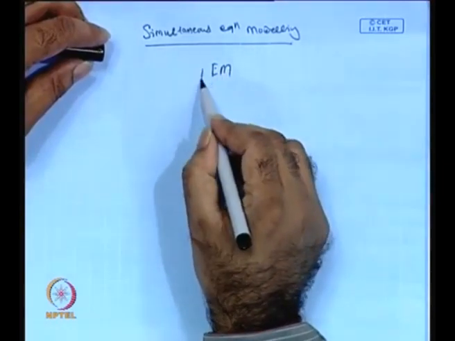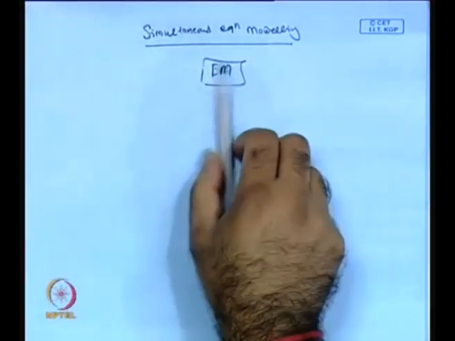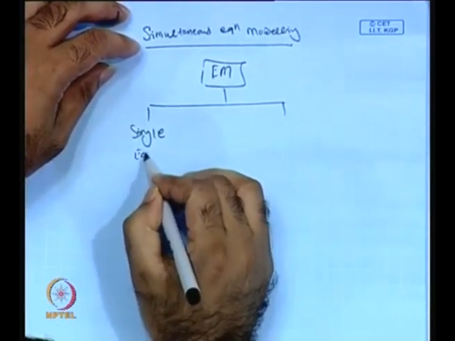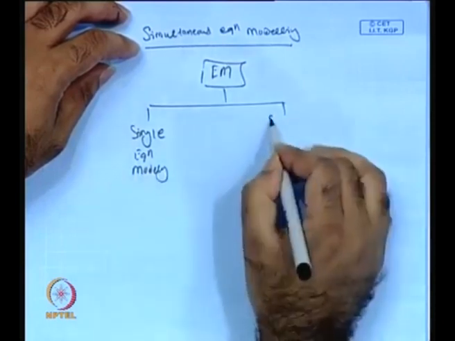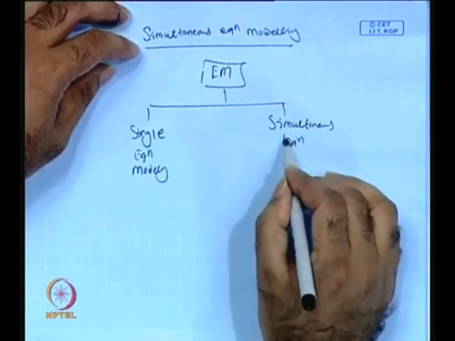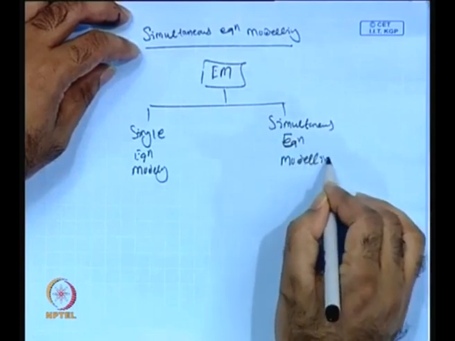In the last lectures, we have highlighted very briefly the structure of simultaneous equation modeling and how it is different from single equation modeling. All together, econometric modeling can be classified into two groups: single equation modeling and simultaneous equation modeling. So the entire econometric modeling problem can be divided into two parts, single equation modeling and simultaneous equation modeling.